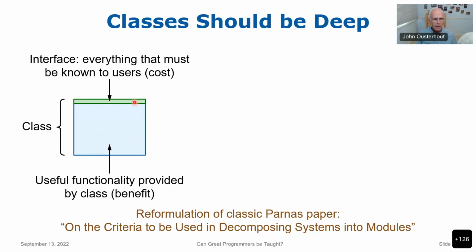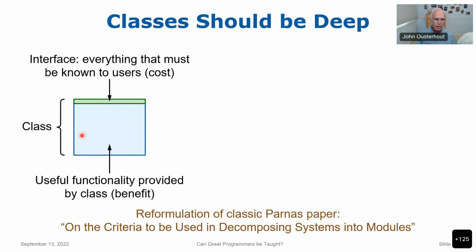And then the top edge of the class, which I've shown in green here, this is the interface. So that's everything that a user needs to know in order to use the class. And that's of course the obvious things like the function signatures and method signatures, but often it's quite a bit more than just the basic signatures as part of the interface. Every piece of knowledge that you have to have in your mind to use that class.